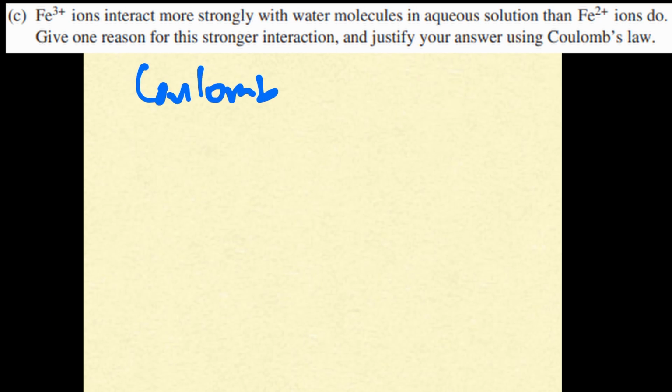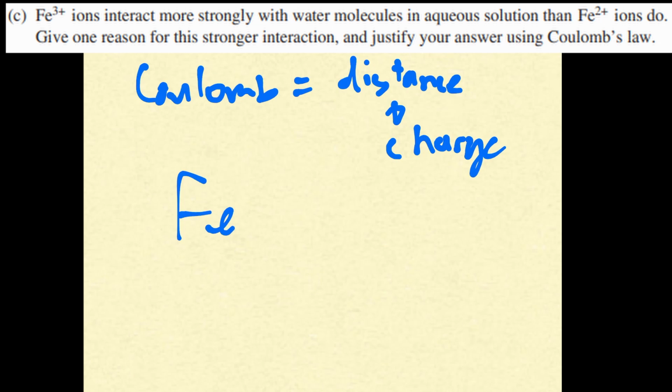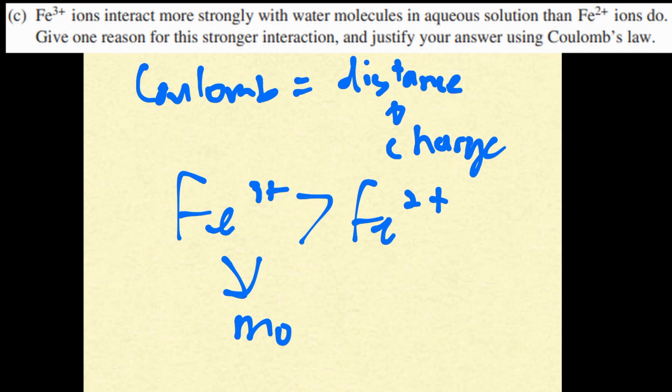Coulomb's law is dictated by two factors, distance and magnitude of charge. Here, the most glaring difference is the magnitude of charge. Since iron 3 has a greater magnitude of charge, it is more attracted to the water molecules according to Coulomb's law.